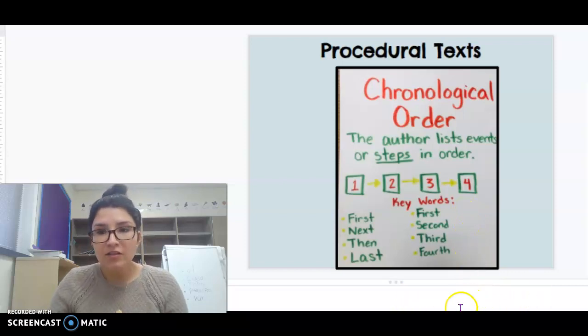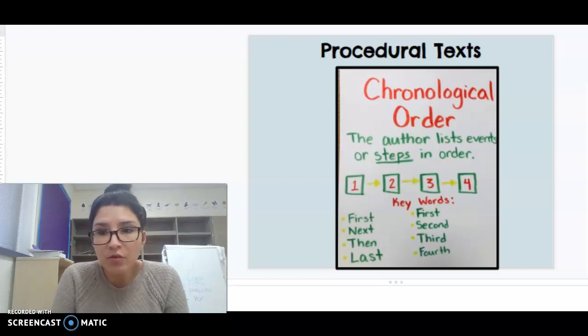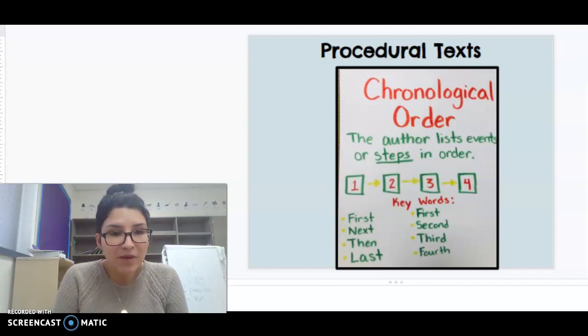All right? So remember, text is organized by chronological order to tell the steps or events. They can also explain how to do something or make something. All right.